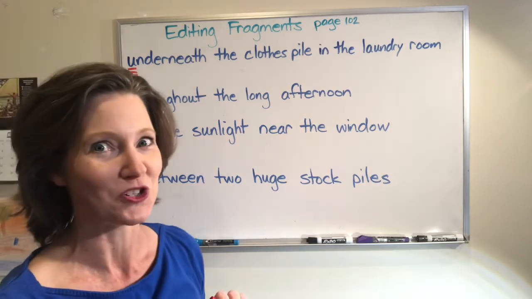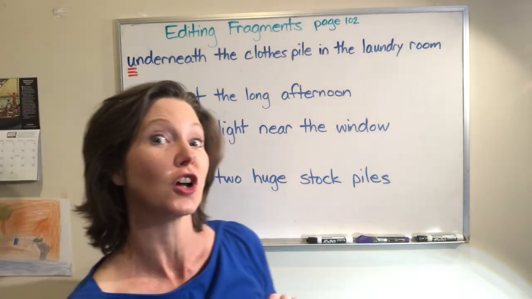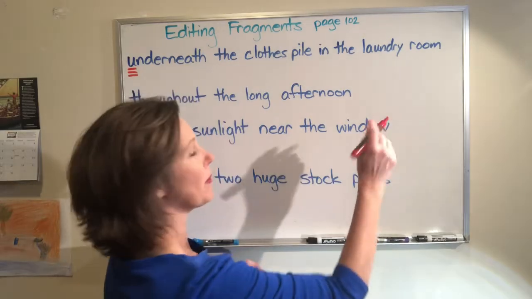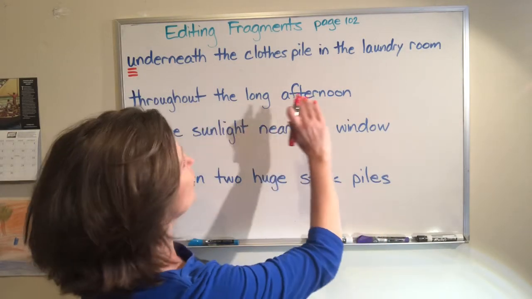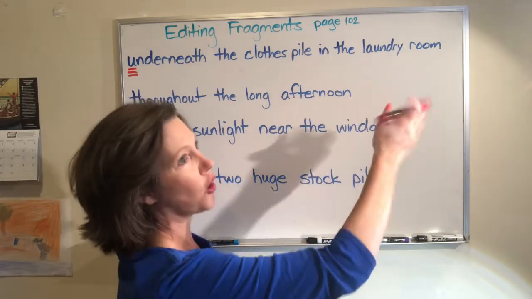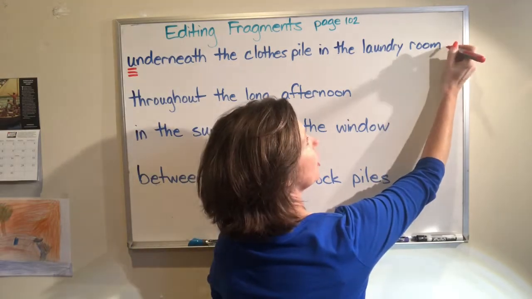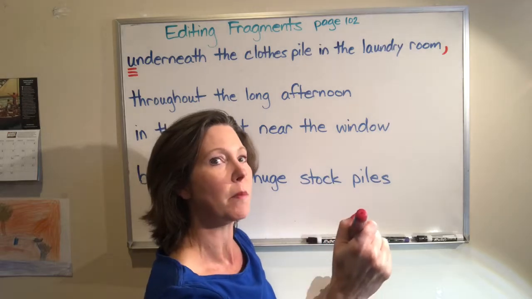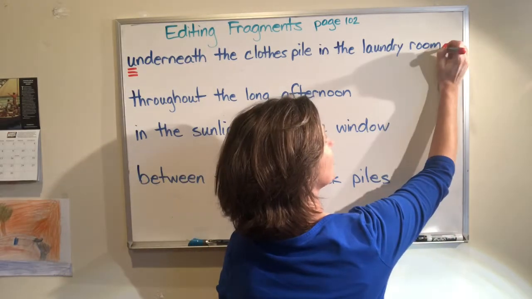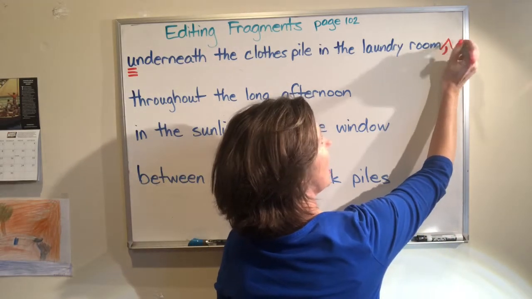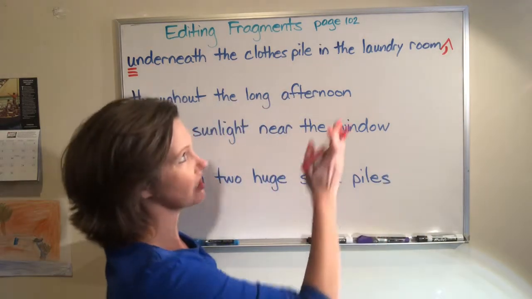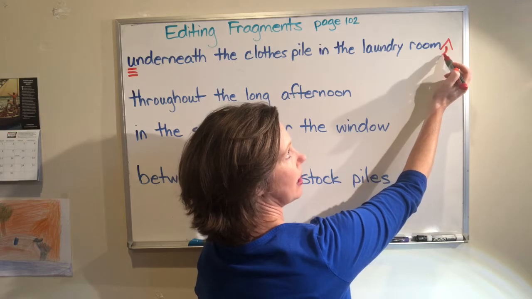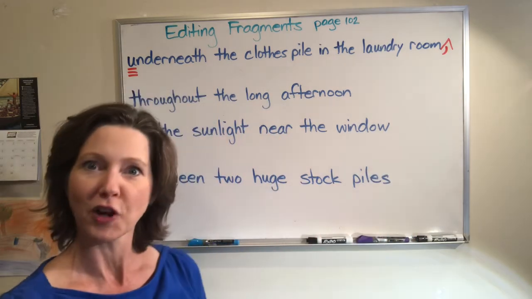But now I'm going to show you the editing mark to insert a comma when there isn't one. Are you ready? Here we go. Remember, we go underneath the clothes pile in the laundry room. Okay, we know we want to put a comma here. So we're going to put our comma here, but we're going to put another mark so that our eyeballs go there. And it's one of these. It's a caret. It's an insert this here. And what are we inserting here? We're inserting the comma. So write that at the end of the phrase.